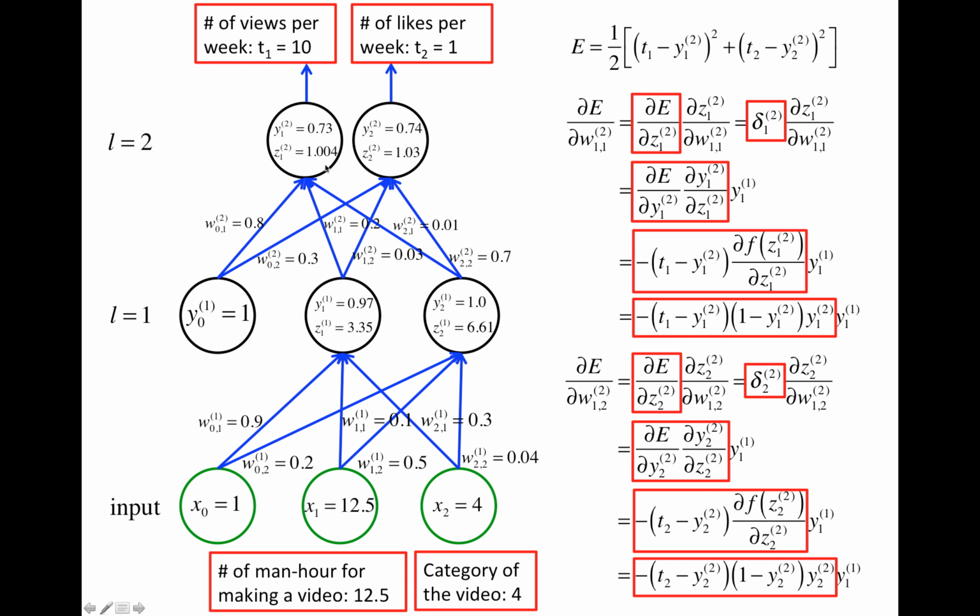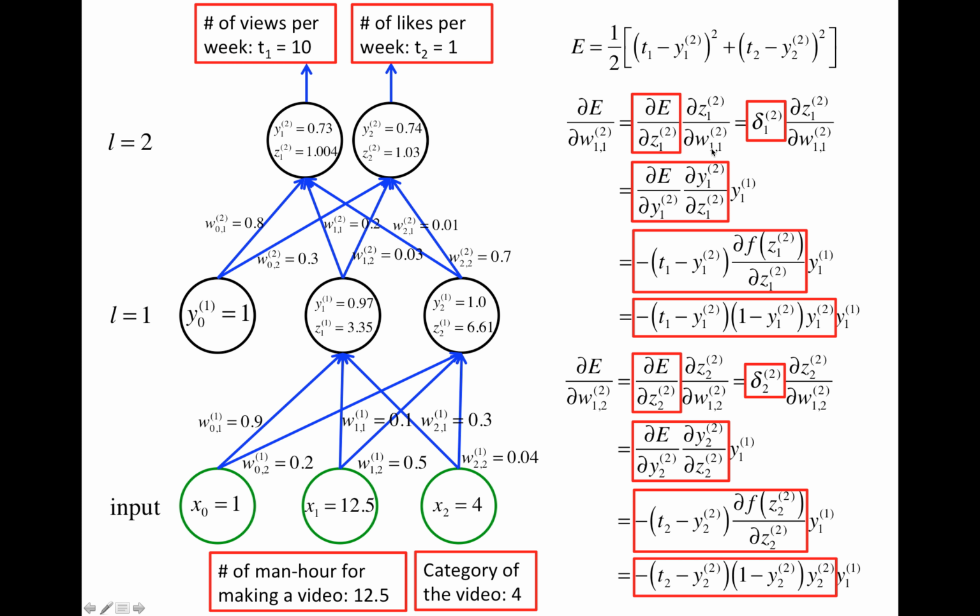So here we can use the chain rule of the derivative. The derivative of the error with respect to W211 can be expressed as the derivative of the error with respect to Z21 multiplying the derivative of Z21 with respect to the weight W211.